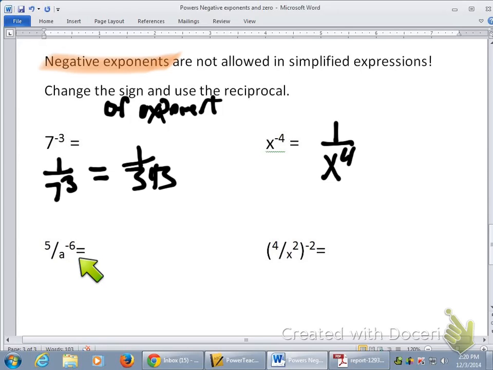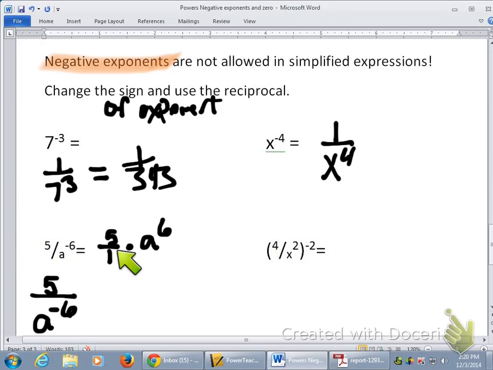Okay, if I rewrite this first one a little bit more clearly, you can see where the division bar is. It's very clear to see that this negative 6 belongs with the A and only with the A. It really doesn't touch the 5 at all and has nothing to do with the 5. Okay, so all I'm going to do is the reciprocal of A to the negative 6th. The 5 is still the 5. How do I keep 5 in the numerator?